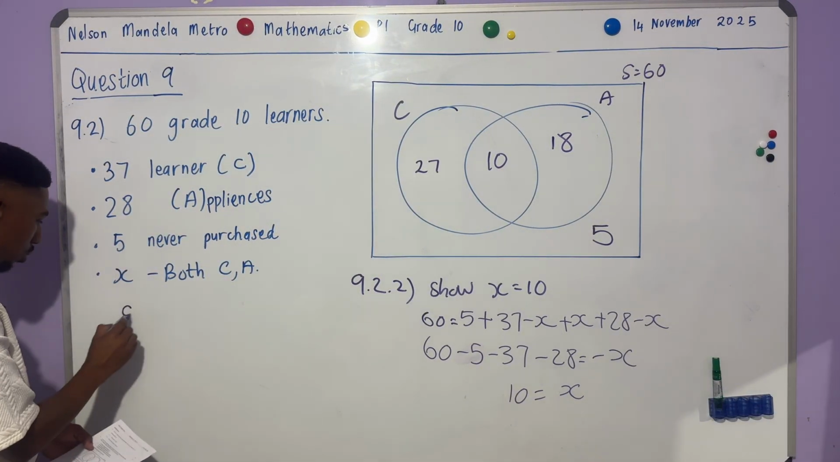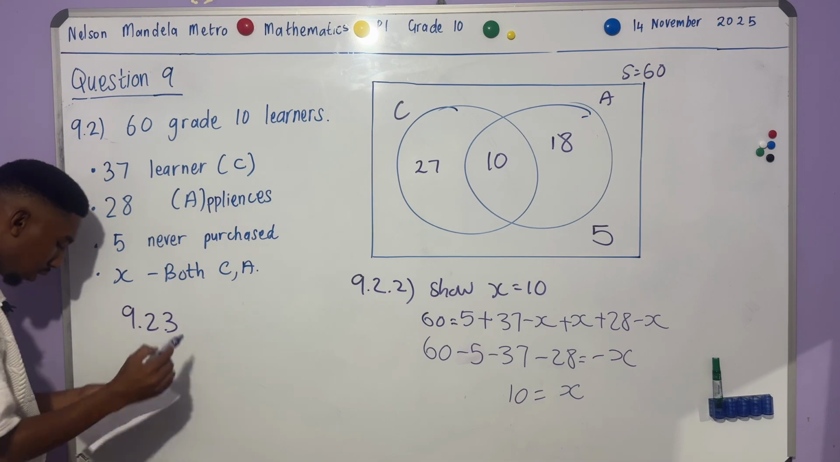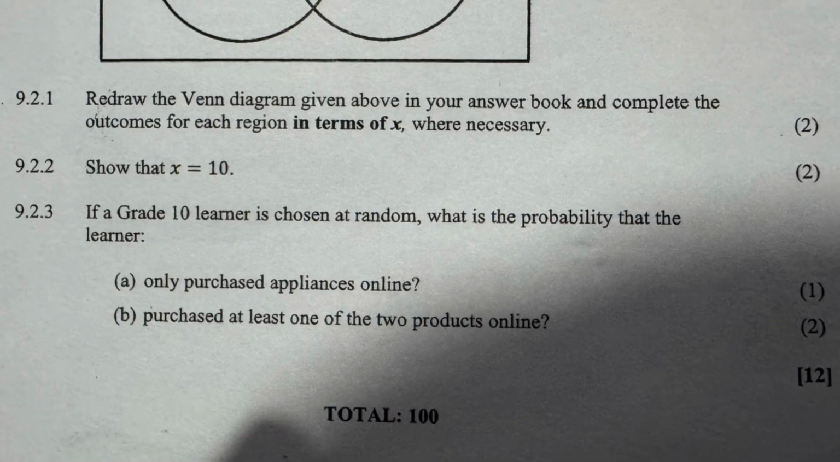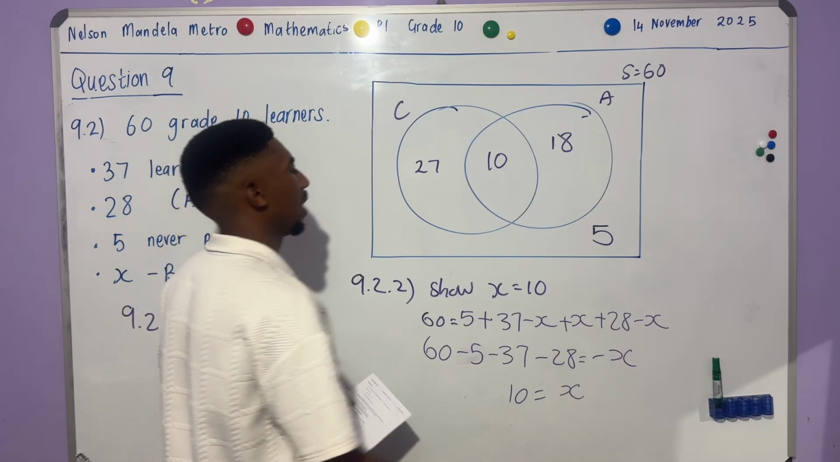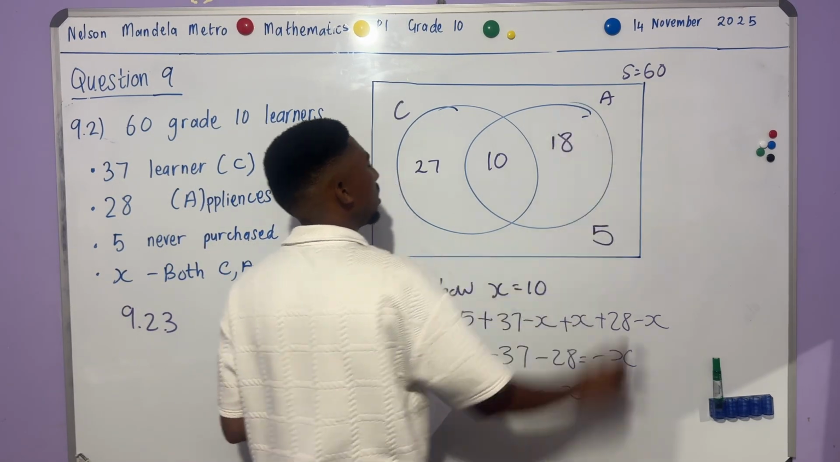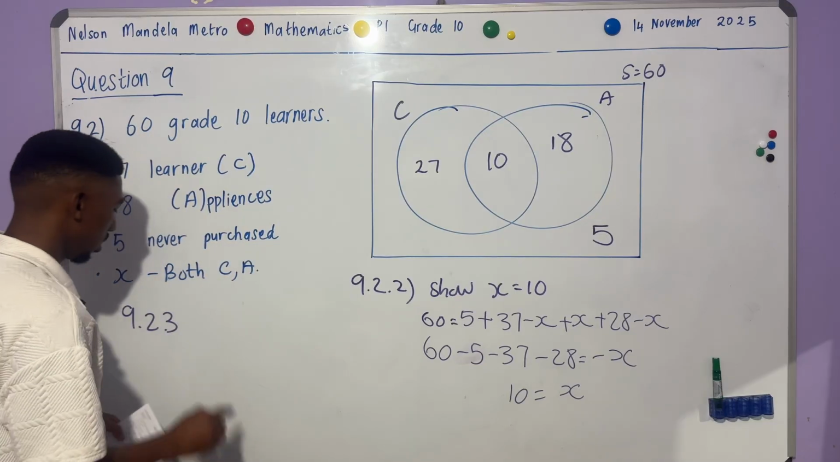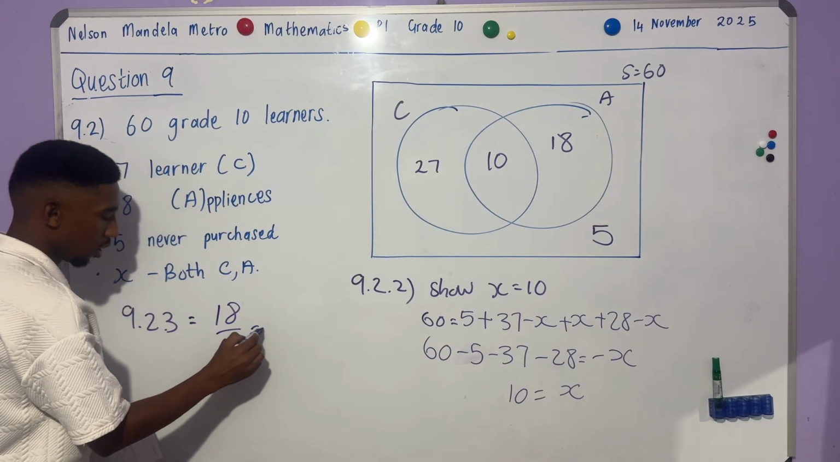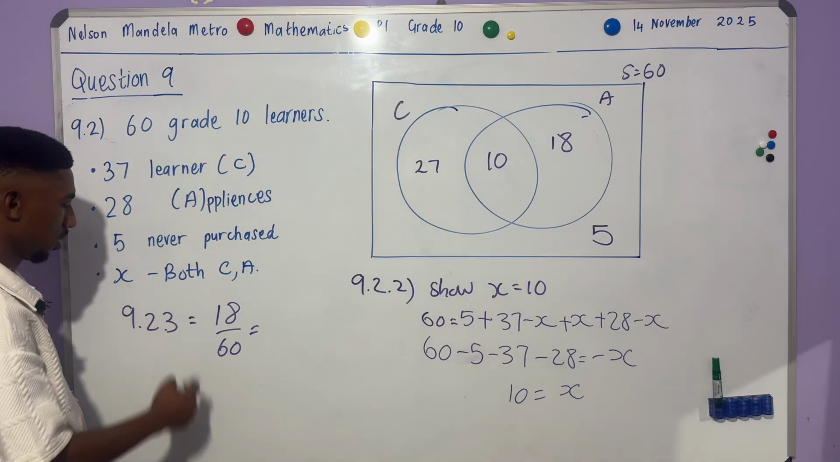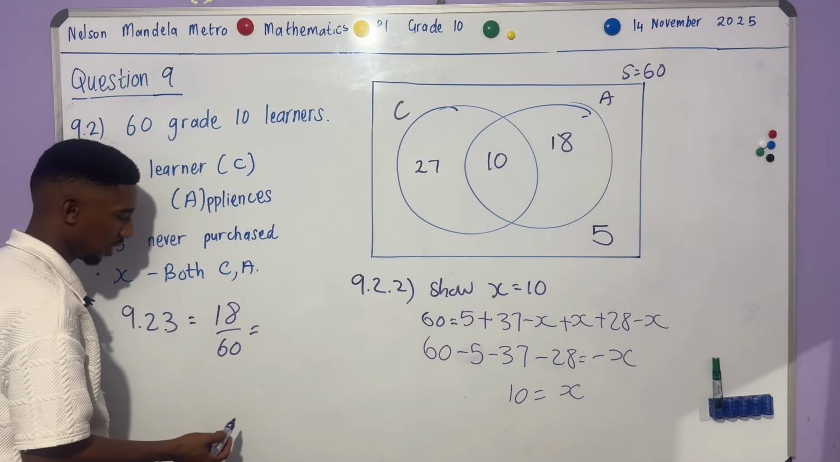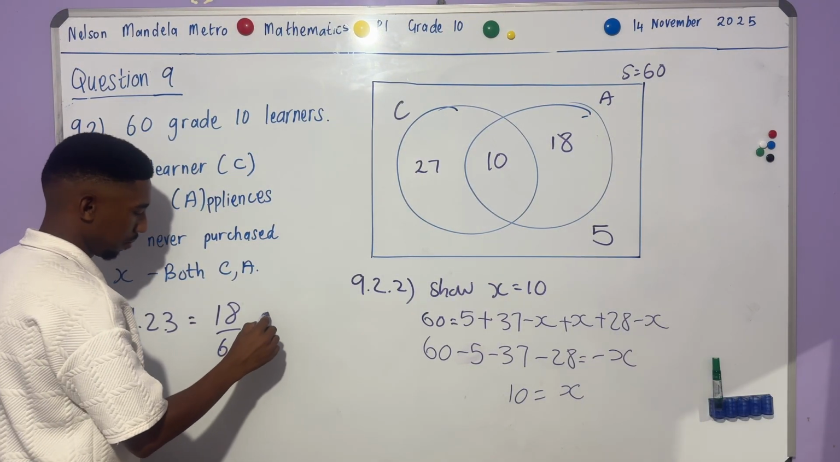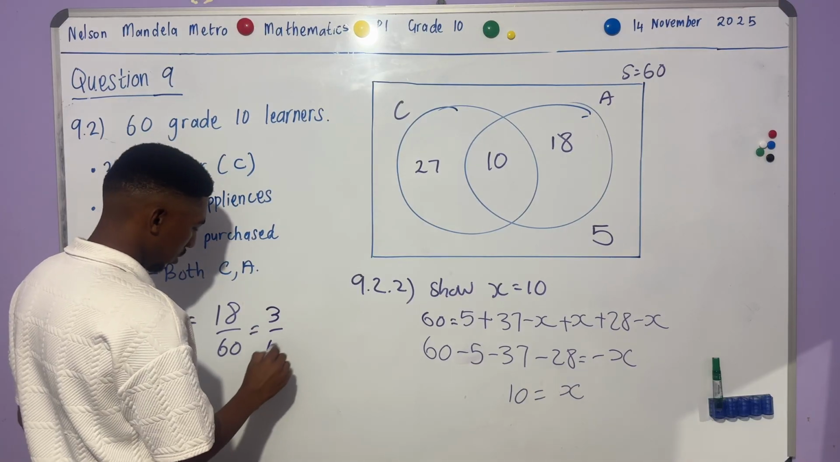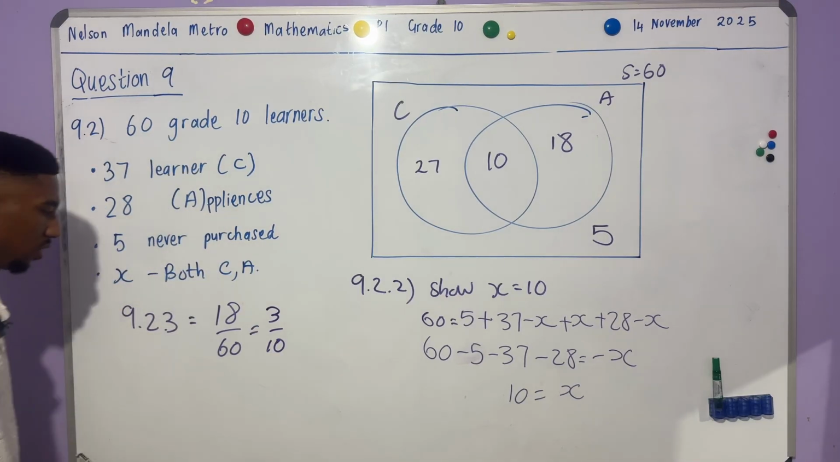Then 9.2.3, we see that if a grade 10 learner is chosen at random, what is the probability that the learner only purchased appliances online? So that would be this 18 over there. So it's only buying appliances online, 18 over 60. Okay, that is the probability there. You can simplify it. I think it simplifies to 3 over 10 over there.